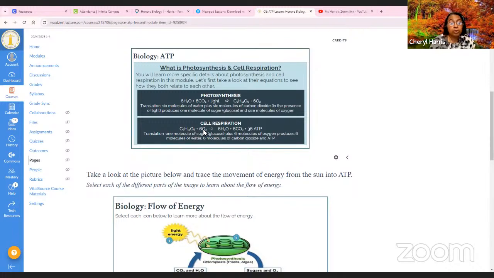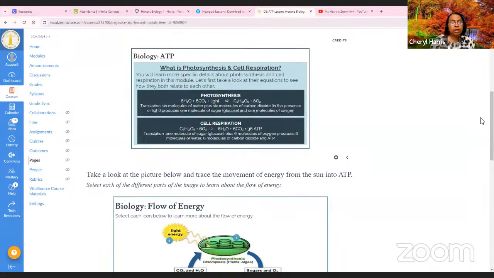Okay. So cellular respiration makes water and carbon dioxide. Photosynthesis uses water and carbon dioxide. Photosynthesis makes glucose and oxygen. Respiration uses glucose and oxygen. Okay? Photosynthesis stores the energy. Cellular respiration releases the energy. And that's what you need to get out of those equations.